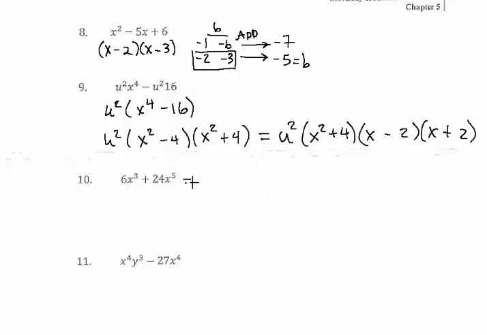Number 10, we can factor out a 6 from both the 6 and the 24 and an x to the 3rd. And we are left with a 1 plus, let's see, 6 from 24 is a 4, and x to the 3rd from x to the 5th is an x squared. And the 1 is a perfect square, 4 is a perfect square, x squared is a perfect square, but this is the sum of perfect squares. So this is prime and we can't go any further, and so this is how we factor number 10.